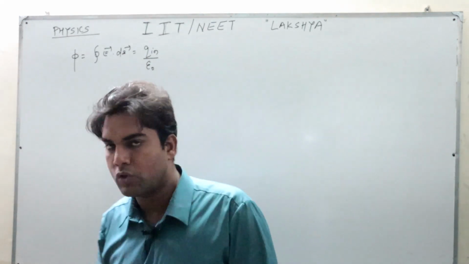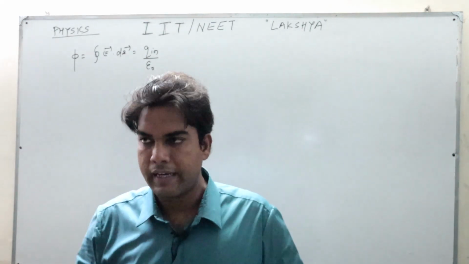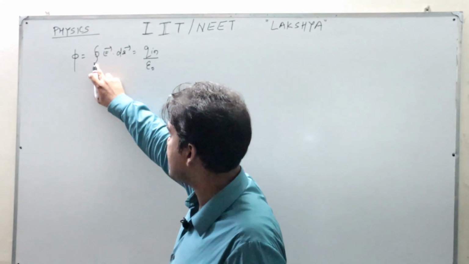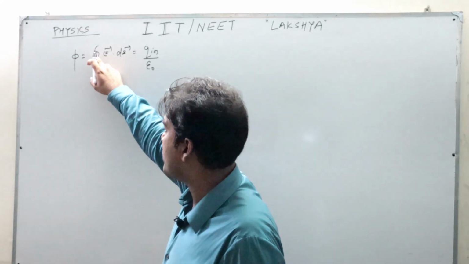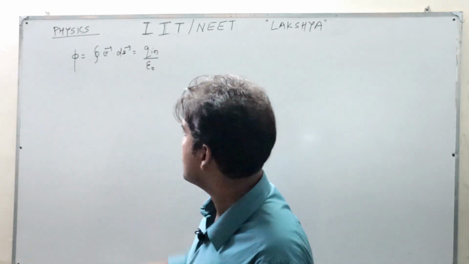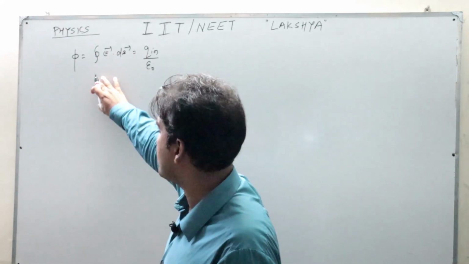Imaginary Gaussian surface should always be a 3D Gaussian surface and it has to be a closed surface. So that is what this is. Here is the symbol of integral, and when I am putting here closed, it means I am taking the closed surface integral. So that is the concept of Gauss law.